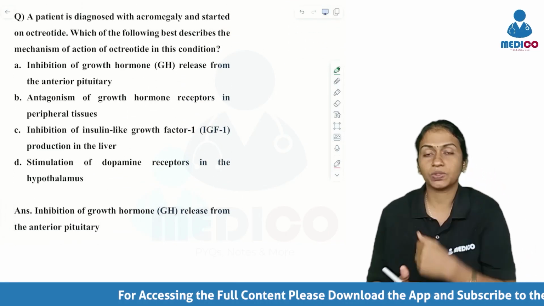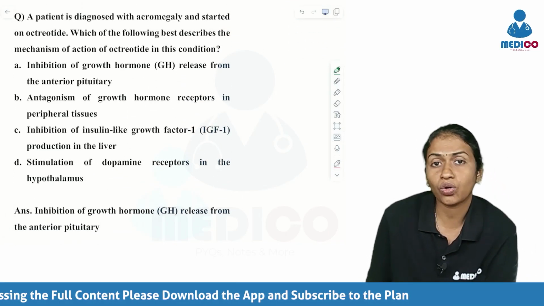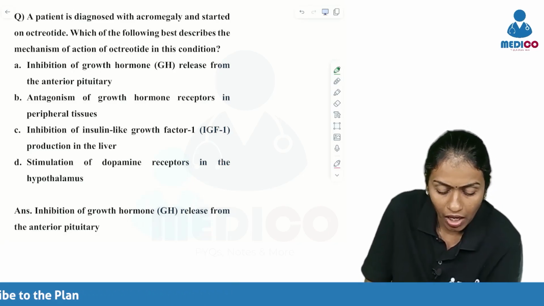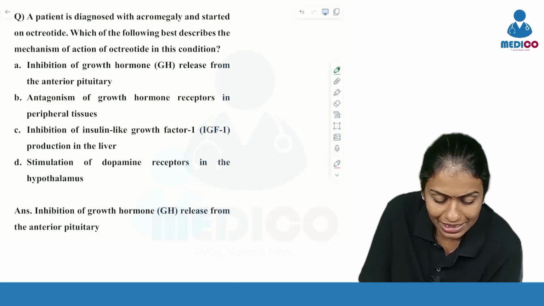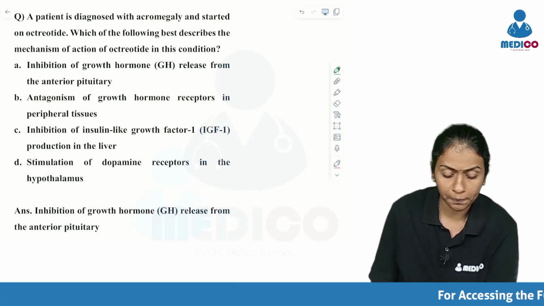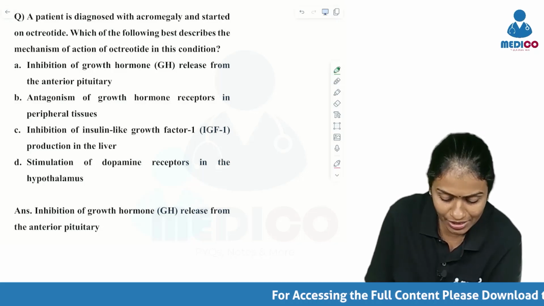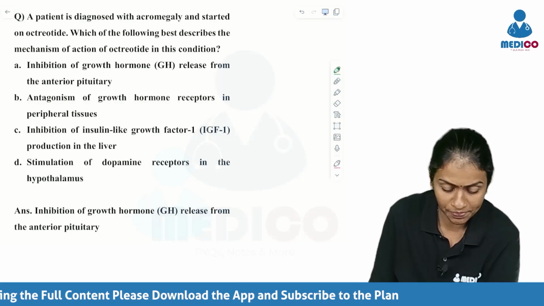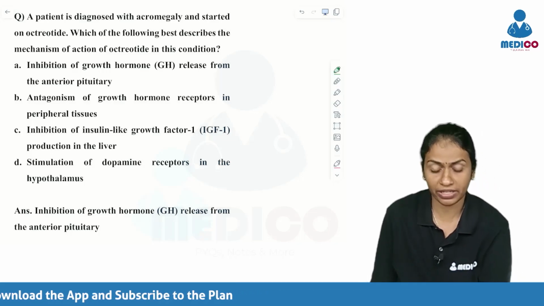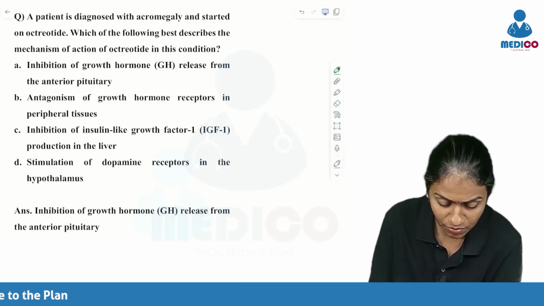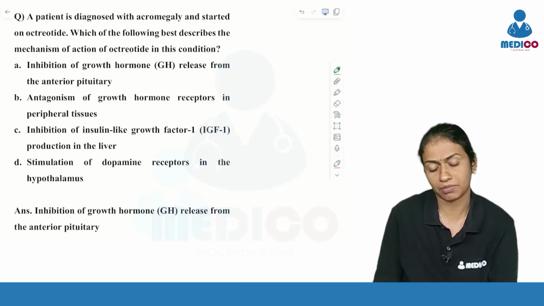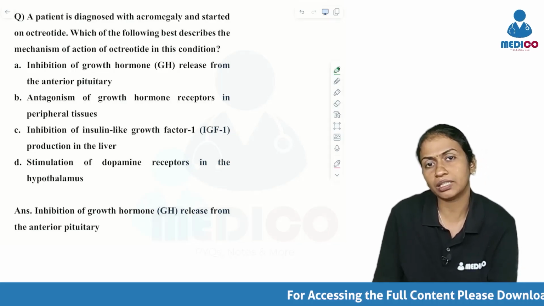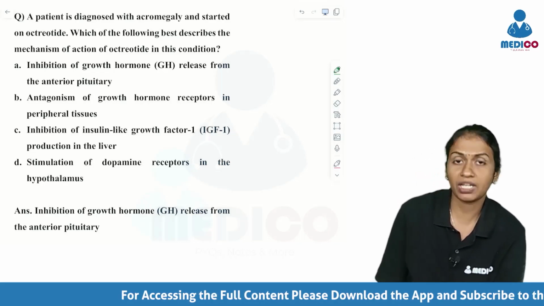A patient diagnosed with acromegaly and started on octreotide. So what is octreotide? It is a somatostatin analog. Which of the following describes the mechanism of action of octreotide? It inhibits the growth hormone release from the anterior pituitary, antagonism of growth hormone receptors in peripheral tissues, inhibition of insulin-like growth factor 1 production in the liver, stimulation of dopamine receptors in hypothalamus. So here in acromegaly, it acts by inhibiting the growth hormone release from the anterior pituitary.